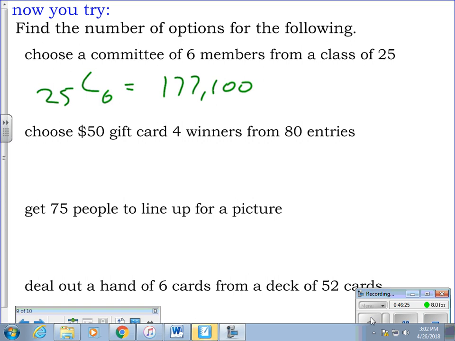Choose four winners for $50 gift cards. That is a poorly worded question. How many winners do we have? 4. Does it matter if you're first or last? No, so it's a combination. 80 people, choosing 4 of them. Your odds of winning. Okay.